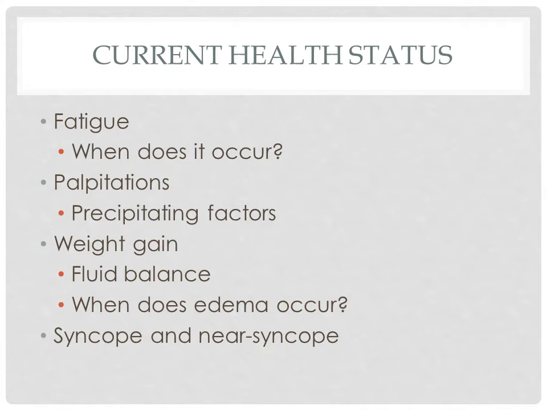Weight gain, this is going to be looking at the fluid balance of the patient, and you want to know when edema occurs. So a weight increase of 2.2 pounds can result from 1 liter of fluid buildup in the interstitial spaces. So that's a lot of buildup. The best indicator of the patient's fluid balance is going to be weight. The patient may gain 10 to 15 pounds before edema is apparent. That's pretty major.